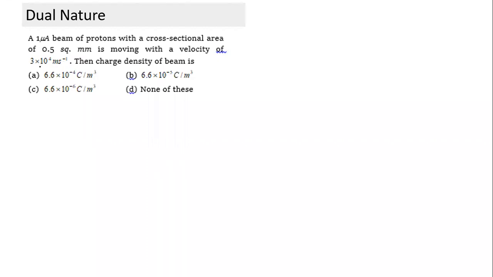So all protons are moving at a constant velocity. You have to understand this question, just visualize. The cross-section area is A. You can imagine it as a cylindrical tube with an area A, which is given as 0.5 mm. Within the tube, there are a number of protons, all having charge plus e. If all protons are moving with some velocity V, it will be equivalent to a current.